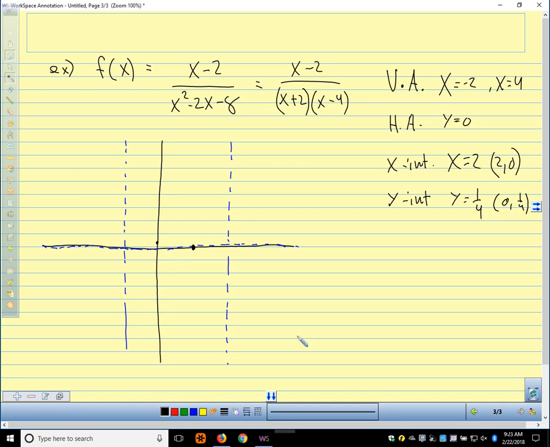All right, so what we need to do now, our function could go here, here, here, here, between the asymptotes. Because we have this intercept here, I'm going to guess it could either do a U shape there, or it could do kind of an S shape there. So we need to plot some points to decide what it does. So let's plot, this is at 4, so let's find f of 5.